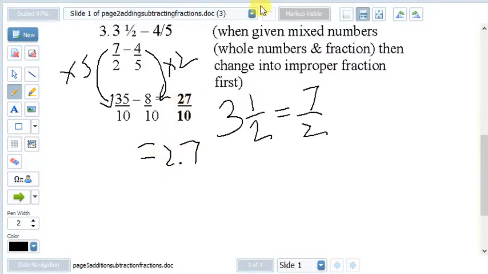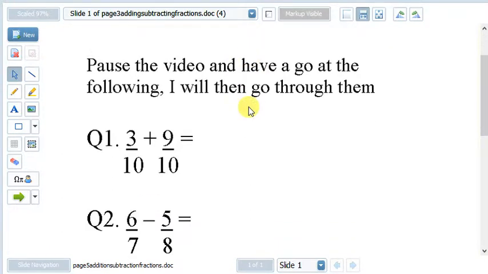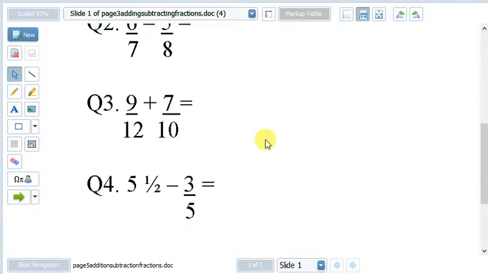Okay, so now it's your turn to have a go at a couple. So pause the video and have a go at the following. I will then go through them.